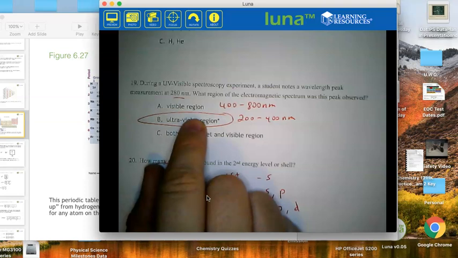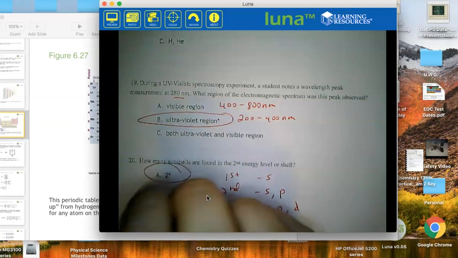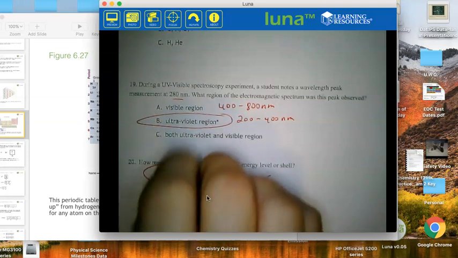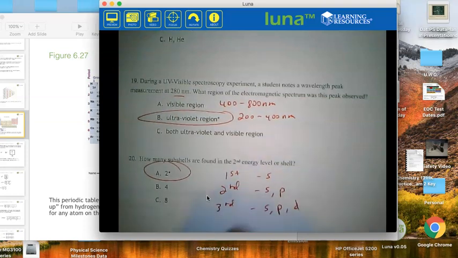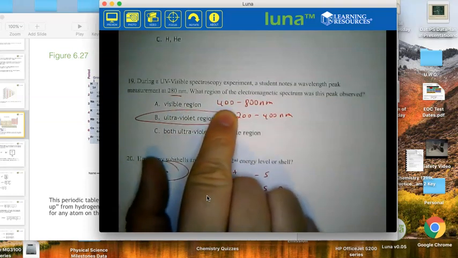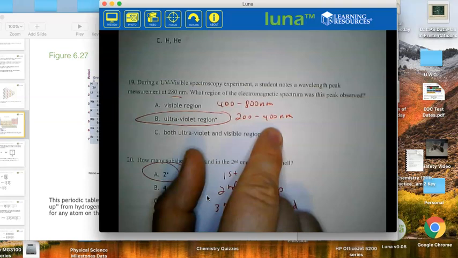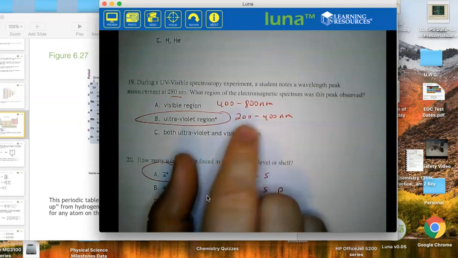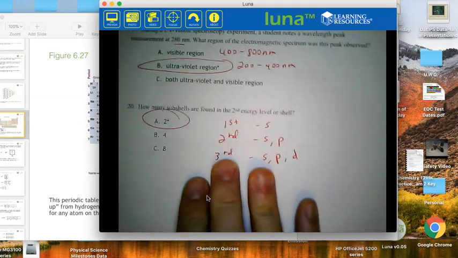Number 19, during a UV visible spectroscopy experiment, a student notes a wavelength peak measured at 280 nanometers. What region of the electromagnetic spectrum was this peak observed? In general, the visible region occurs from 400 to 800 nanometers, and the UV region occurs from 200 to 400 nanometers. And so 280 nanometers is within this range of UV light.